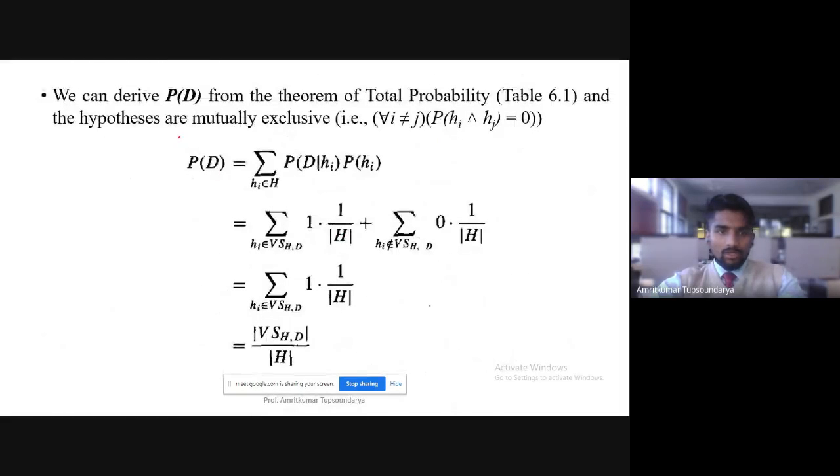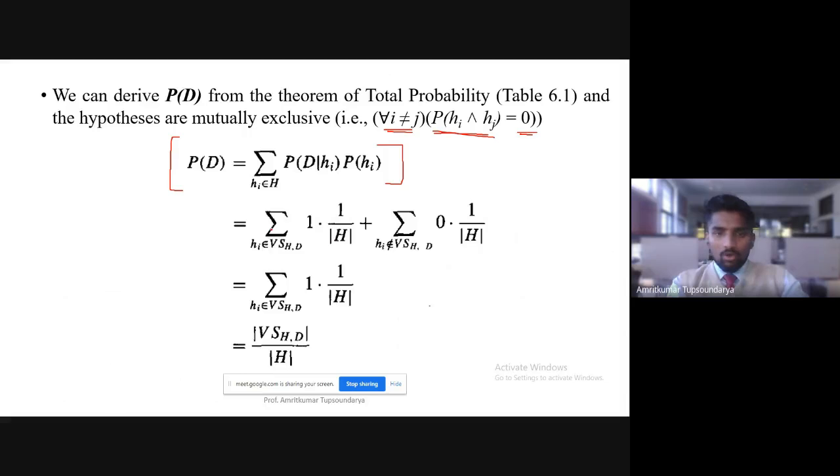Yeah, so we have that formula here, that is the theorem of total probability, which says that the hypotheses are mutually exclusive. What do we mean by mutually exclusive? Mutually exclusive means that for all the instances i which are not equal to j, the conjunction of the probability of hi and hj will be 0. It is equal to 0.